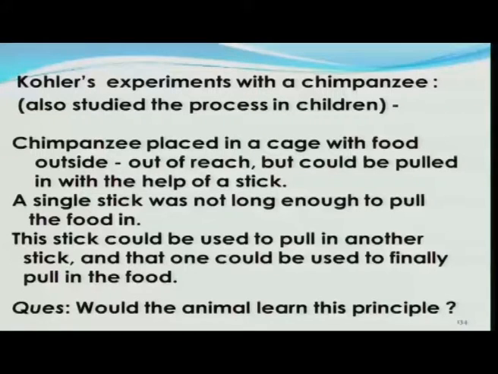So this animal was provided with a single stick which was not long enough to pull the food in. The stick could be used to pull in another stick, and the second one could be used to finally pull in the food. There is also a modification that has been talked about, because Köhler conducted several experiments, not just with chimpanzees but with some other animals as well. But coming back to the chimpanzee experiment, one variation was that Sultan would be given two sticks. One could be fitted into the other one because they were hollow bamboo sticks. But the question was, would the animal learn this principle?